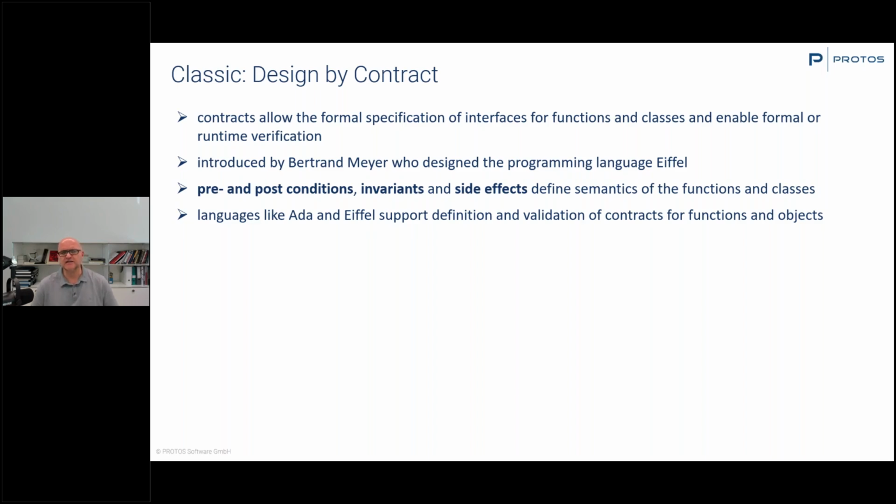Languages like ADA and Eiffel support definition and validation of the contracts for functions and objects, and that's very valuable. ADA you might know maybe from the field of avionics. Eiffel is not very well known, but it also supports contracts. But in many avionics projects, ADA is used. So that's a nice proof that contracts actually can work really well.